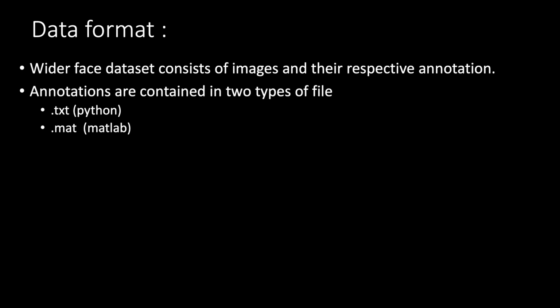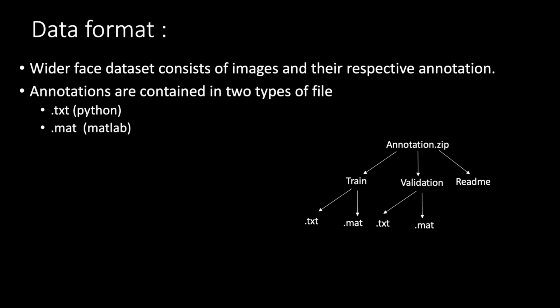So when you download the annotations file from the website, it will download a .zip file which consists of several files. There are annotations files for training and validation, and then there is a readme file. These annotations files come in two formats, .mat and .txt. The .mat format is used in MATLAB, so we will be using the .txt files as they can be easily used in Python. So now let's take a look at these files inside annotations.zip.